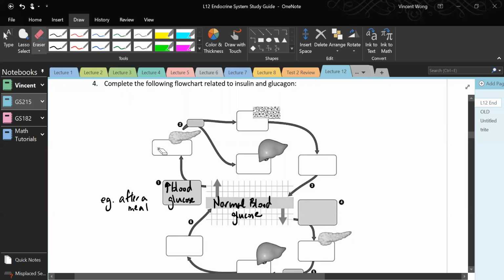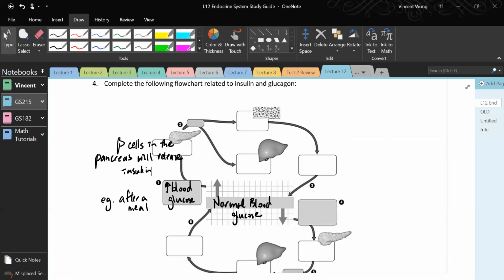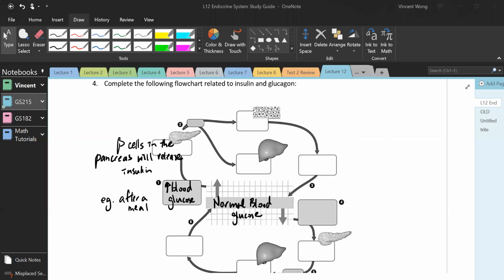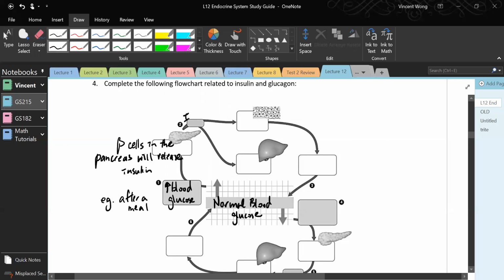So what's going to happen is in your pancreas, we have different types of cells, and the type of cells that release insulin is called the beta cells. Okay, beta islet, right? We just call them beta cells. In the pancreas, beta cells will release insulin. And then we're just going to put the hormone here, insulin.